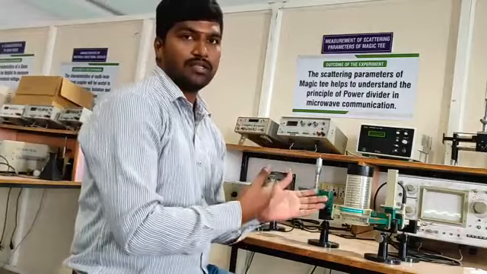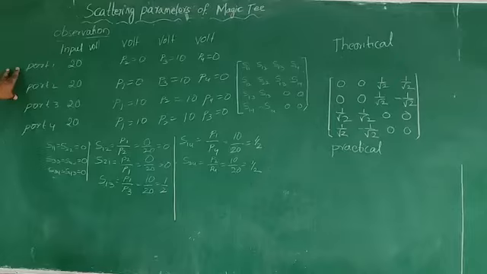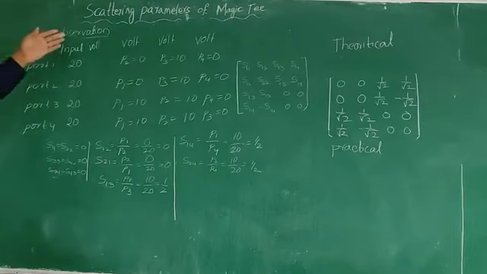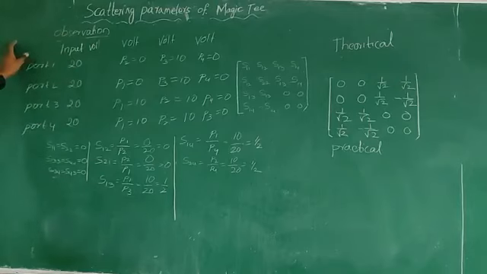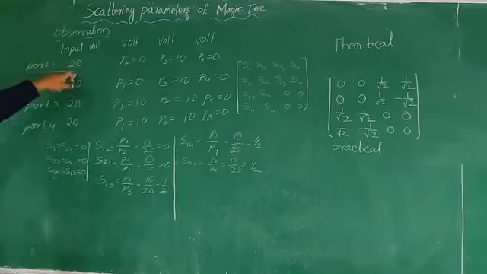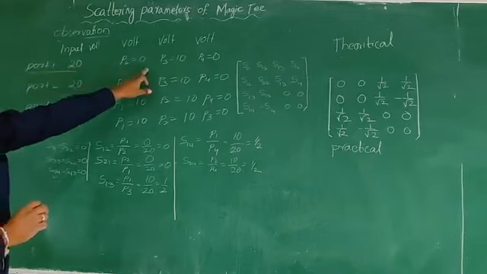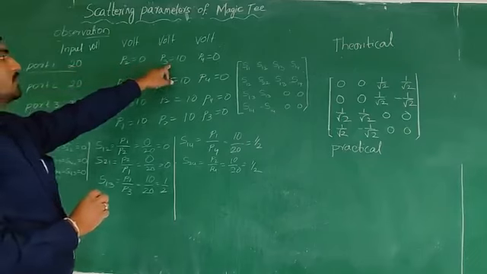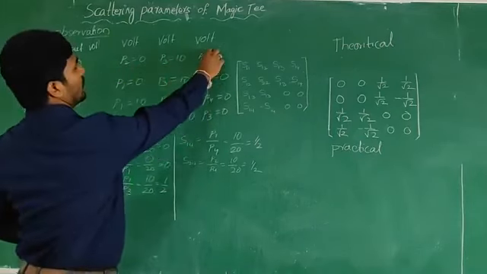We have completed the practical session. Now we are going to do the observation. Now coming to the observation, we have done the experiment in our lab and taken the values. We connected the input at port 1. The input voltage is 20 millivolts. We got 0 voltage at port 2, 10 millivolts at port 3, and 10 millivolts at port 4.